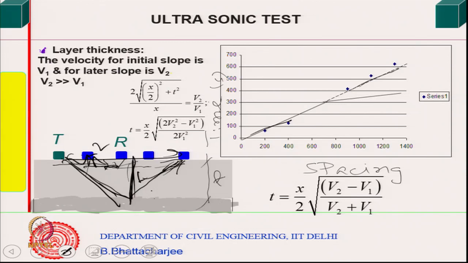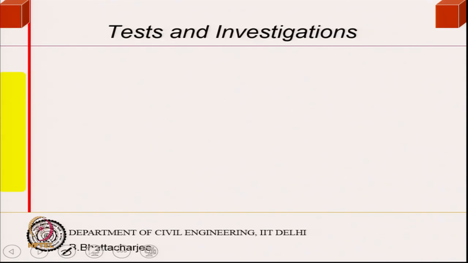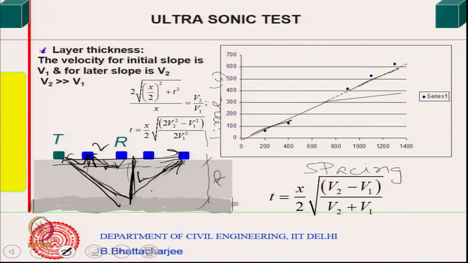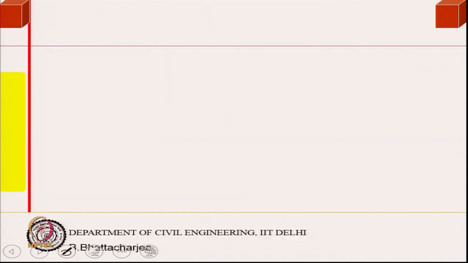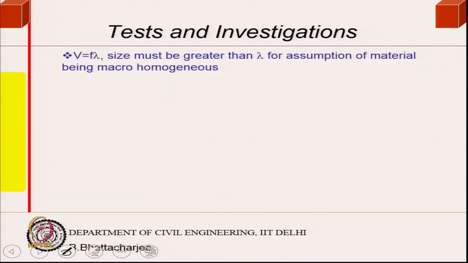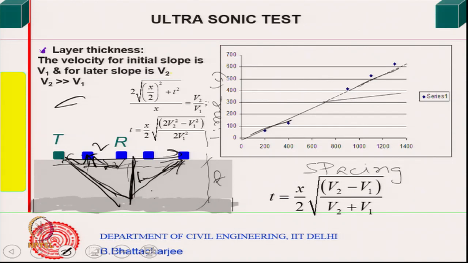So, depending upon this, the velocity ratio can be found out in this manner. So, t could be found out from V2 minus V1 divided by V2 plus V1, etc. So, one can get the layer thickness based on this concept, assuming that V2 is much larger than V1. So, one can actually use the geometry to find out. Okay.